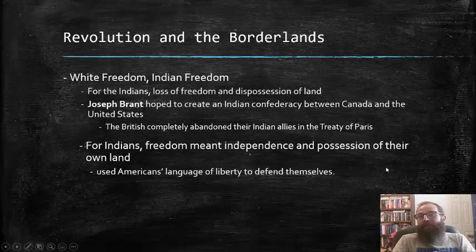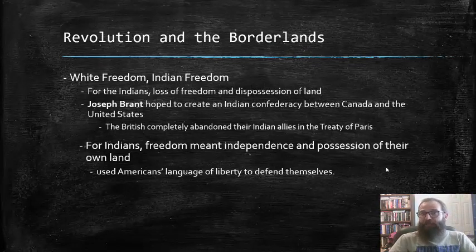For Native Americans, the American victory in the American Revolution meant a loss of freedom and a dispossession of land. There was an effort by the Mohawk chieftain known as Joseph Brant to create an Indian confederacy between Canada and the United States that could serve as an independent Native American republic. But these efforts were thwarted to a large degree because the British had completely abandoned their Indian allies in the Treaty of Paris that ceded all of that land west of the Appalachians and east of the Mississippi to the young United States.